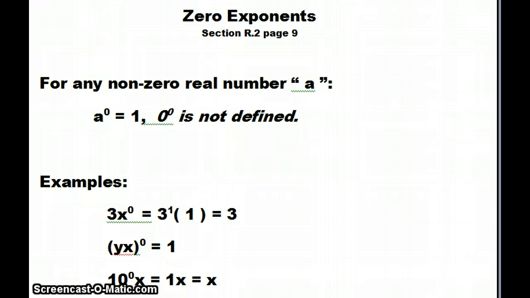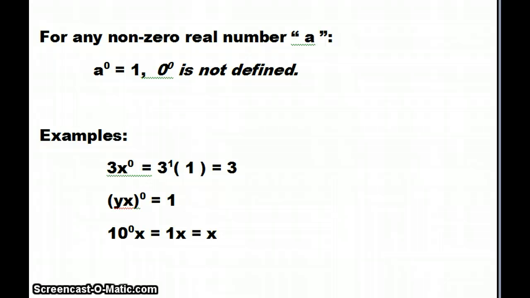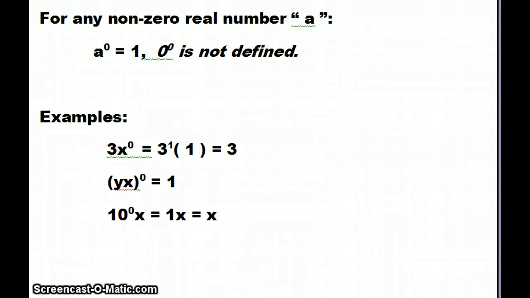The second example does have parentheses around the y and the x, so that means anything to the power of 0 is equal to a 1, and that expression in the parentheses is no exception. And then the third example there is 10 to the power of 0. Anything to the power of 0 is equal to a 1, and so 10 to the power of 0 gets replaced by a 1. X's exponent is actually a 1, and we can have it stated as x to the 1 or just leave it as x.